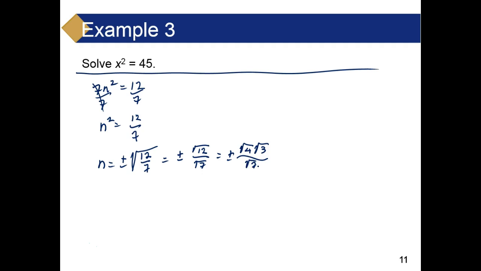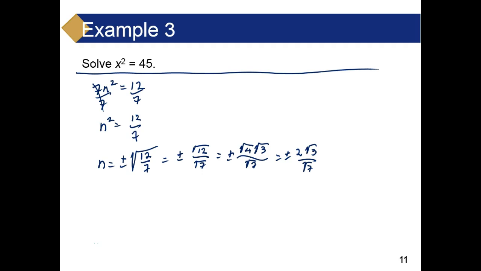Now, I've sort of avoided saying this, but I'll say it to you now. There's 3 things we look for when we have square roots. We've already seen one. We don't want any perfect squares hiding under a square root. We want to pull them out. Like here, plus or minus 2 root 3 over root 7. So that's one thing. Pull any perfect squares out. We did it in that one. We did it in this one.